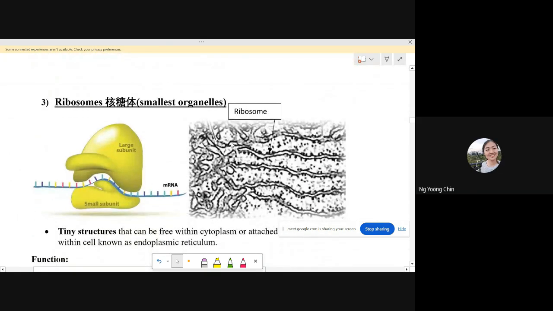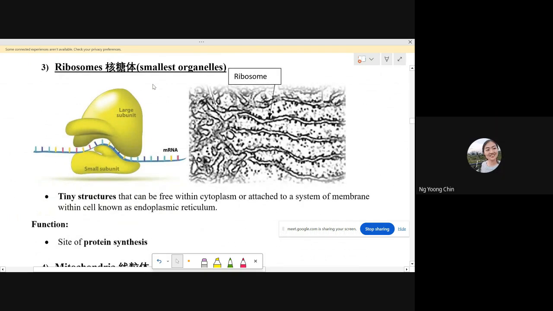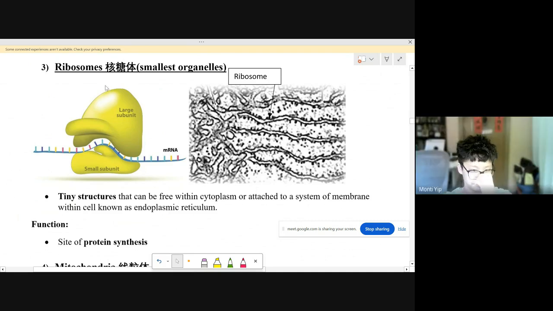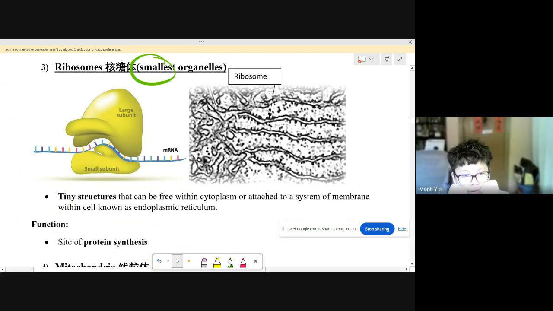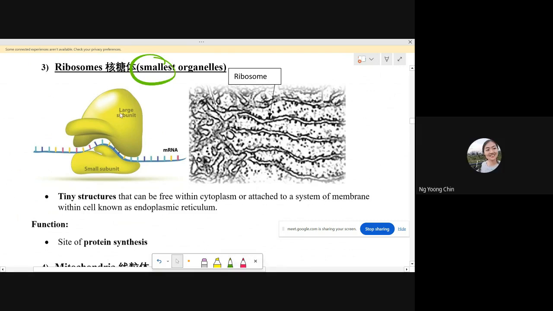Now we talk about ribosome. For your information, ribosome is the smallest organelle in our body cell. This means the size of the ribosome is much smaller than other organelles. It's smaller than the nucleus, the endoplasmic reticulum, and smaller than the mitochondria. When you view the ribosome under the microscope, you just see tiny black spots, like this.